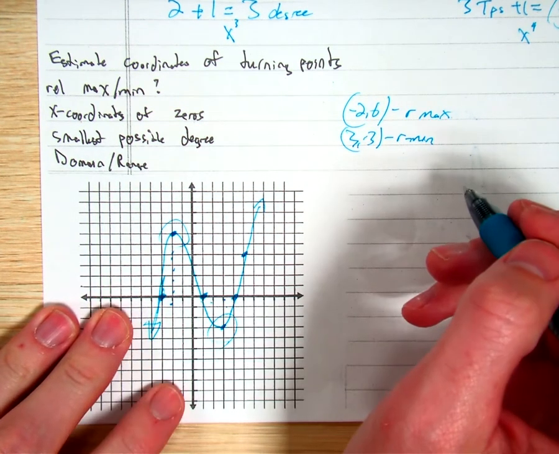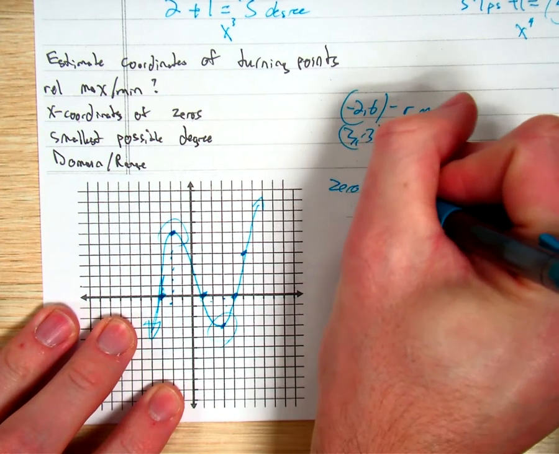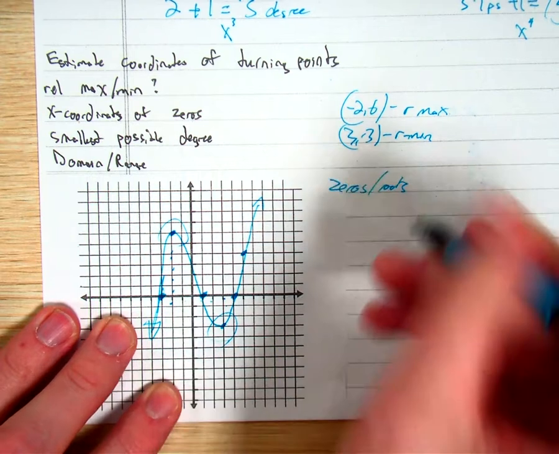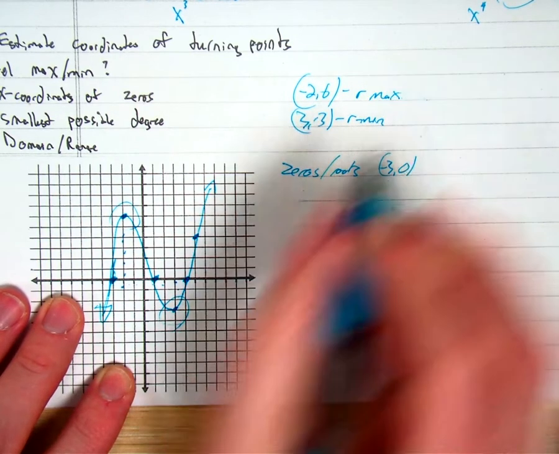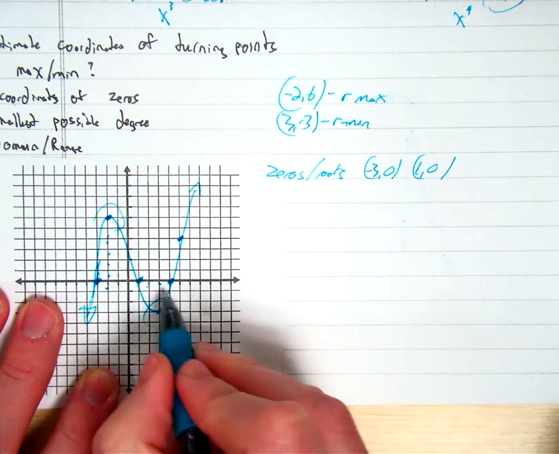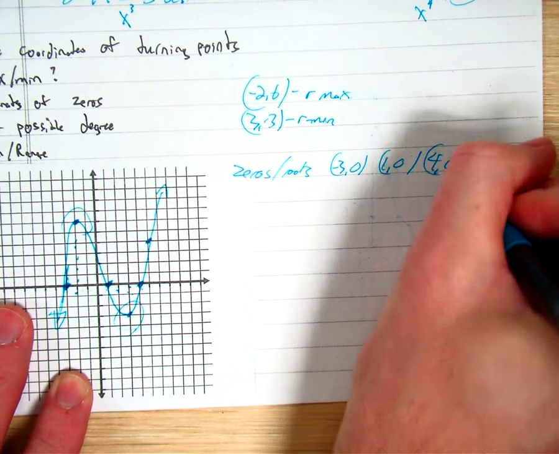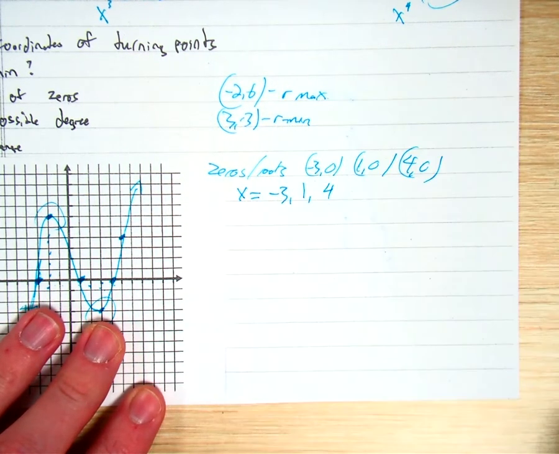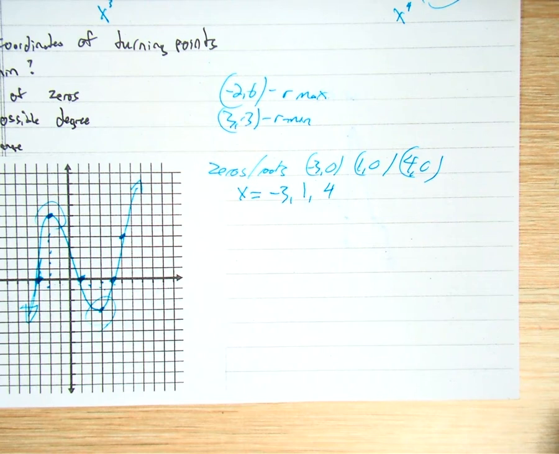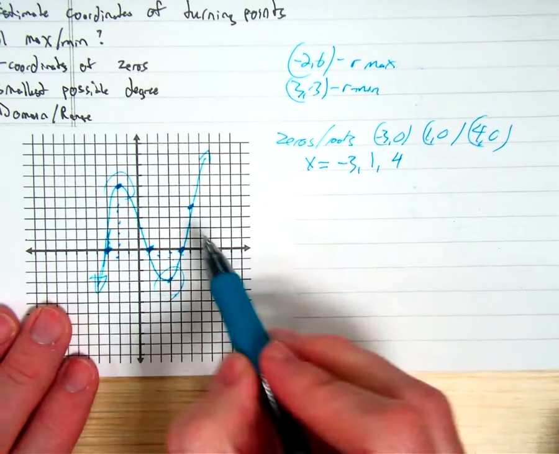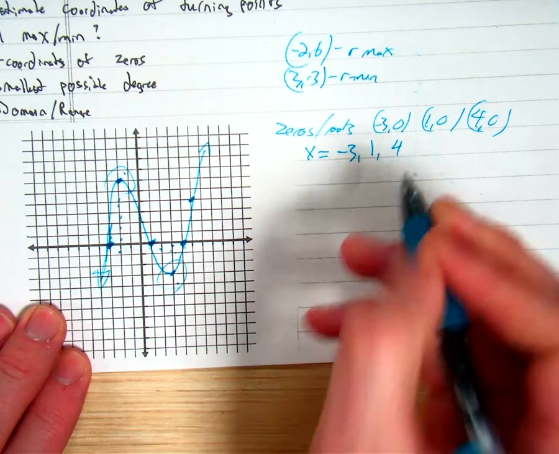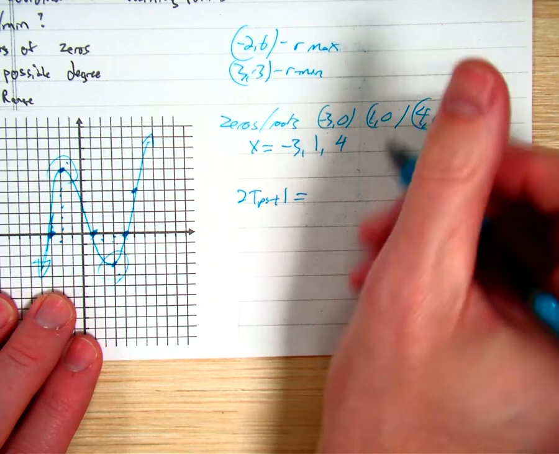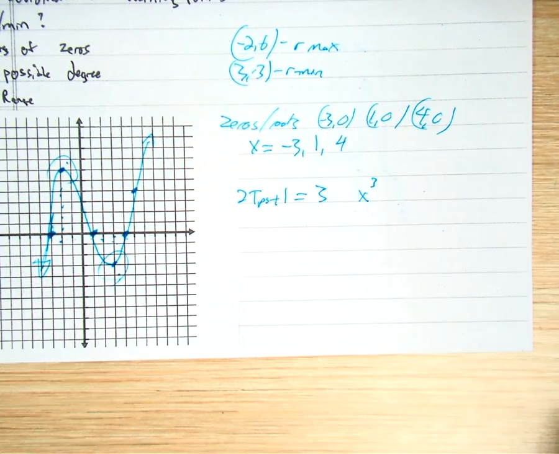Estimate the coordinates of our zeros or roots. Okay, those are going to be at negative 3, comma 0, 1, comma 0, and 4, comma 0. Or in the book, it might just say x equals negative 3, 1, and 4. Smallest possible degree. How many turning points are there? 1, 2. 2 TPs, plus 1 would mean the smallest degree this could be is a third, x to the third.